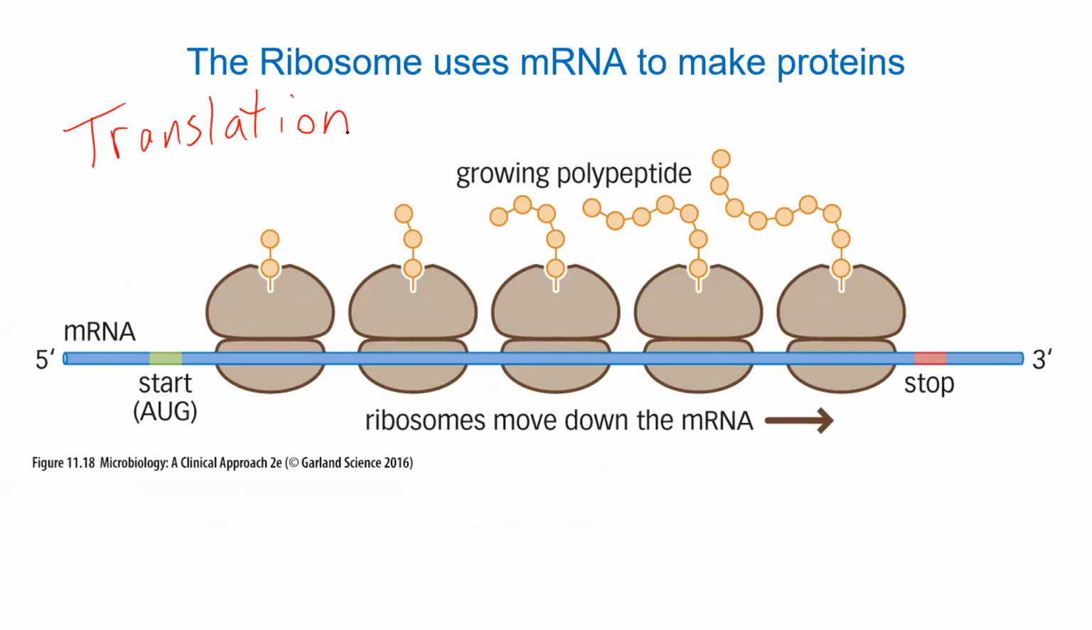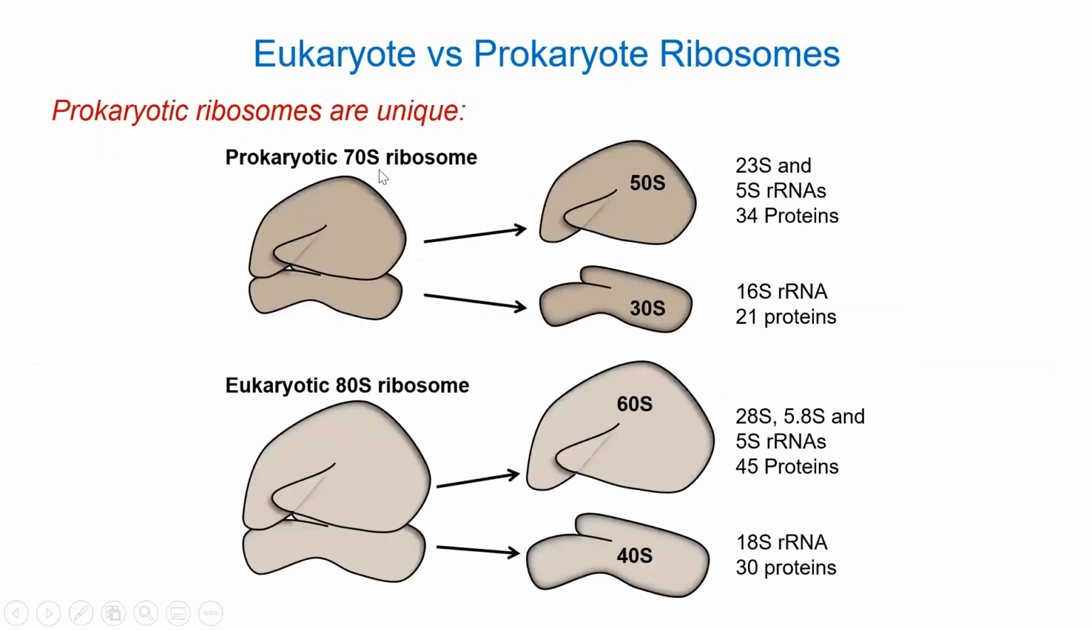So translation, of course, is a process that happens at the ribosome, and at the ribosome, the messenger RNA is bound, and the ribosome reads the codons on the messenger RNA, and it's going to assemble the protein chain. So it puts the amino acids together. And so the ribosomes, I keep going back to this slide because prokaryotic ribosomes are unique. They're different than eukaryotic ribosomes.